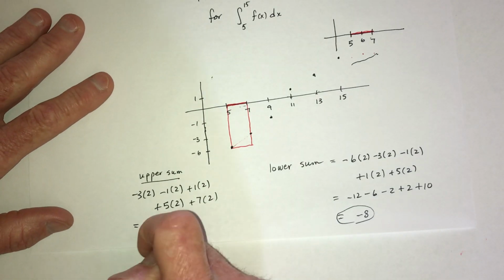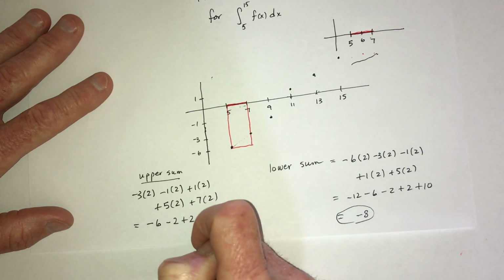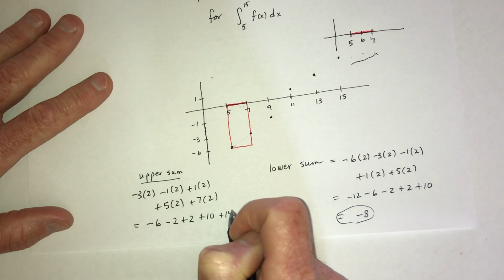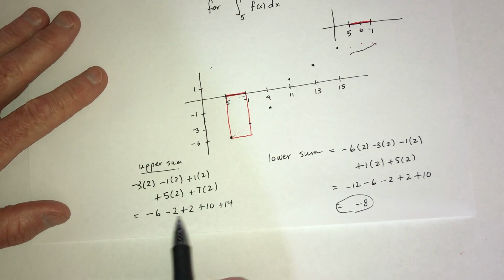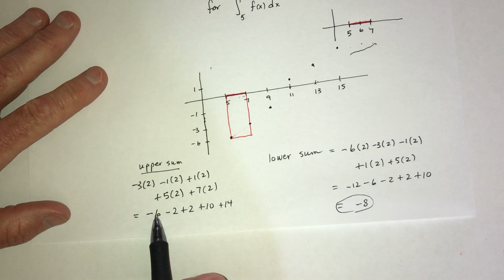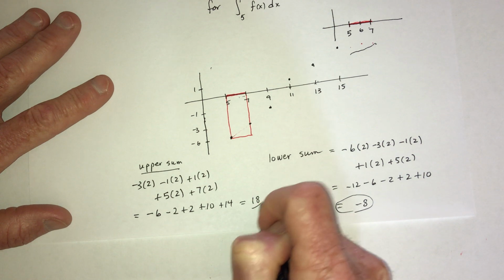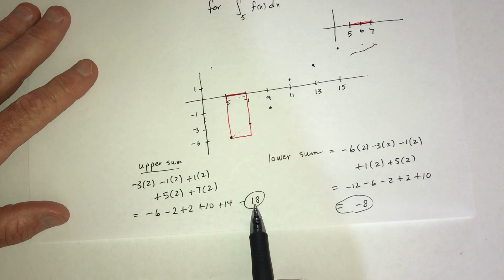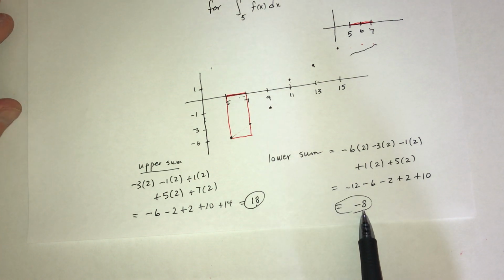And then this would be negative 6 minus 2 plus 2 plus 10 plus 14. And the 2's are going to cancel. 10 minus 6 is 4, and then 4 plus 14 is 18. So the biggest the sum could be is 18. The lowest the sum could be is negative 8.